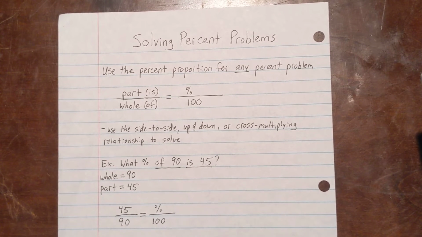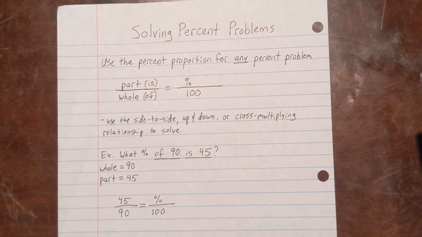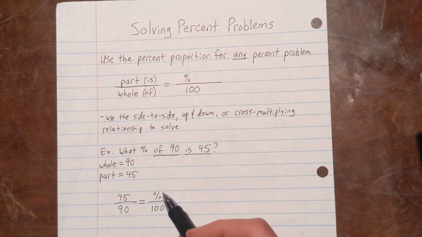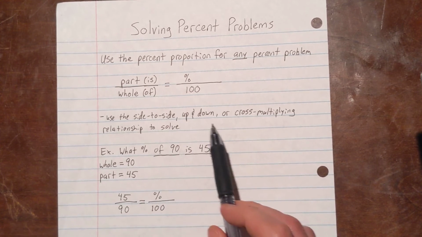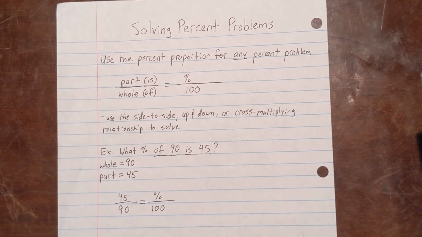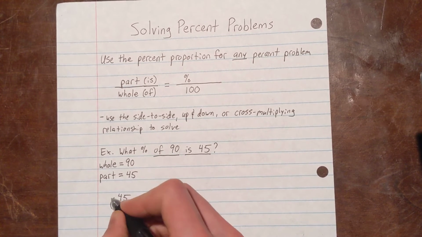Now you might be wondering, why are we putting percent over 100? Because that is the definition of what a percent is. The word percent means over 100 or out of 100. So percent is always going to be over 100. So now we can use the side to side, up and down, or cross multiplying relationship to try to solve for this missing number, in this case the percent. Now, you could cross multiply, because as we've learned, you can cross multiply in any proportion problem, but in this one, you might recognize a certain relationship between 90 and 45.